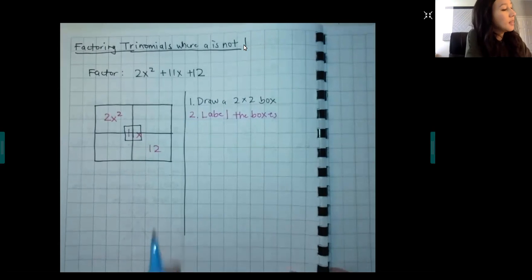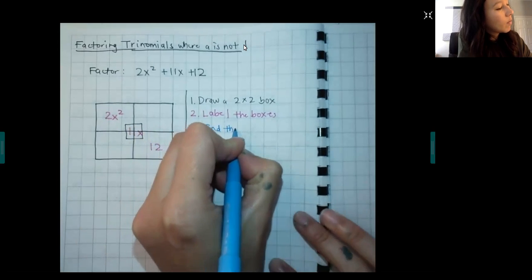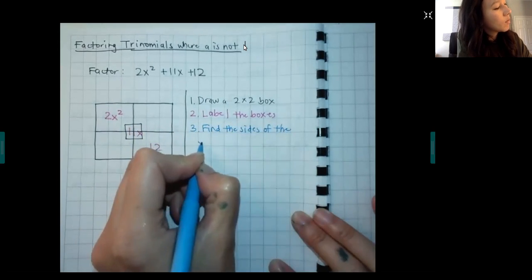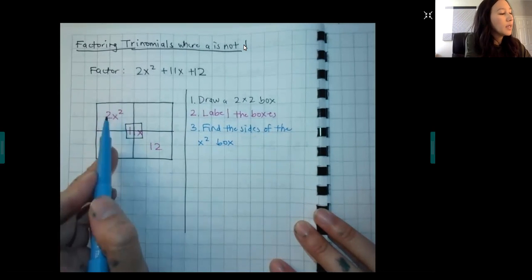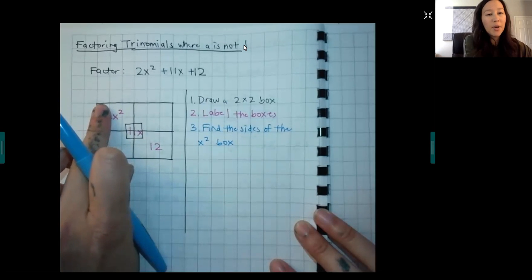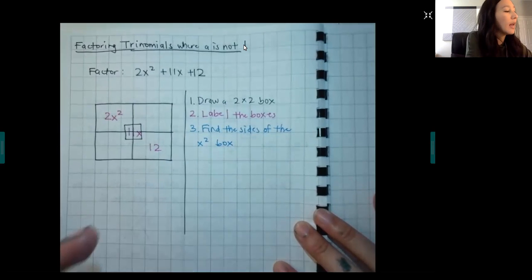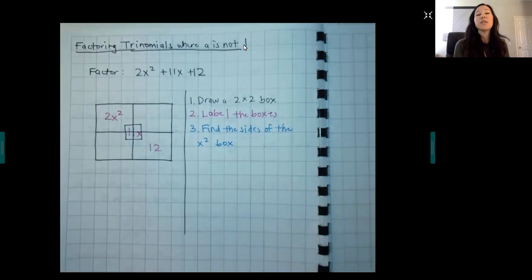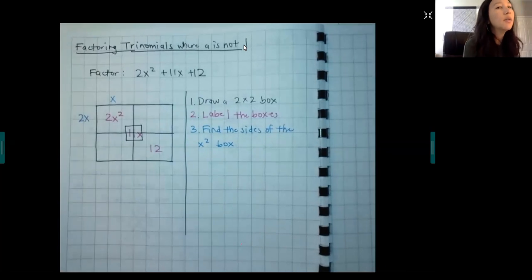Then you're going to find the sides of the x squared box. So remember last time these were always the same. So we didn't have this number in front here. It was just the x squared. So it was always x and x, or a squared, a and a. Now, since it's 2x squared, well, what multiplies to give us 2x squared? We're going to have to do a 2x times a single x.